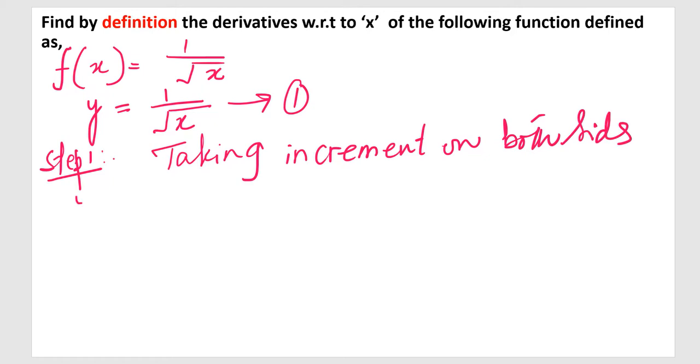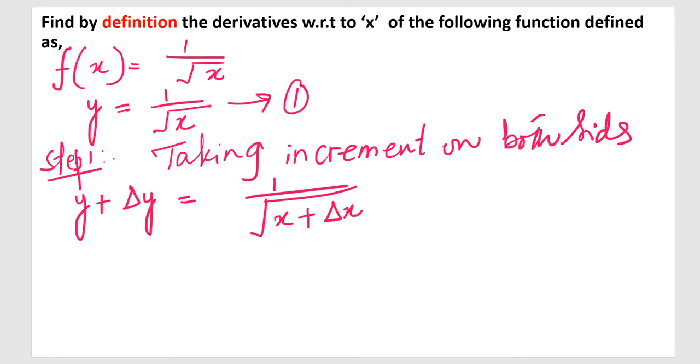So here we have y. What do you have to add? You have to add delta y. Delta means change, a little change, and you have to add it. Same thing on the right hand side. This is square root of x, so here you have to add delta x. If you have a y here, you have to add delta y. If you have an x here, you have to add delta x.